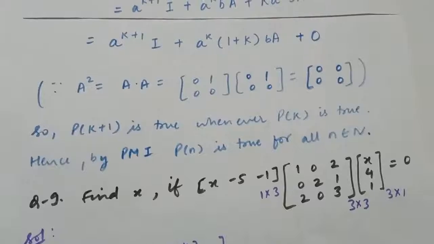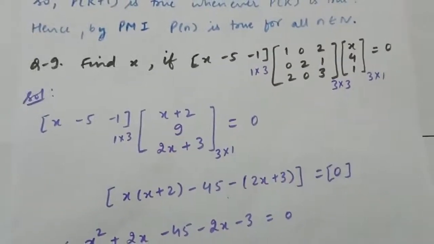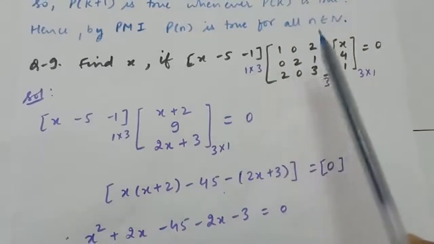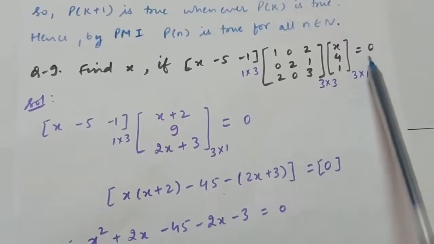Clear? Next is question number 9. Find x if the row matrix multiplied with this square matrix into this column matrix is equal to 0.